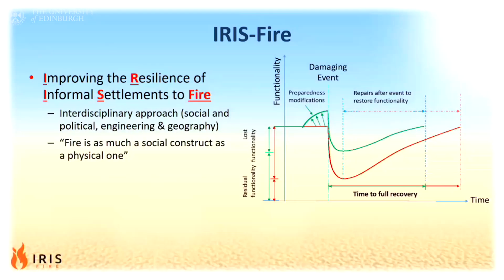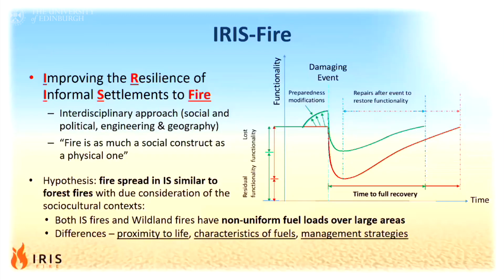So we're trying to understand both the socio-political engineering issues as well as the topological and geographical issues surrounding fire. And so we've got this idea of trying to improve resilience. We're looking at fire spread in these informal settlements like we would for forest fires and wildfires. But we've got key differences. We've got a key difference that in informal settlement fires, we're very close to life. We've got very different characteristics of fuel.